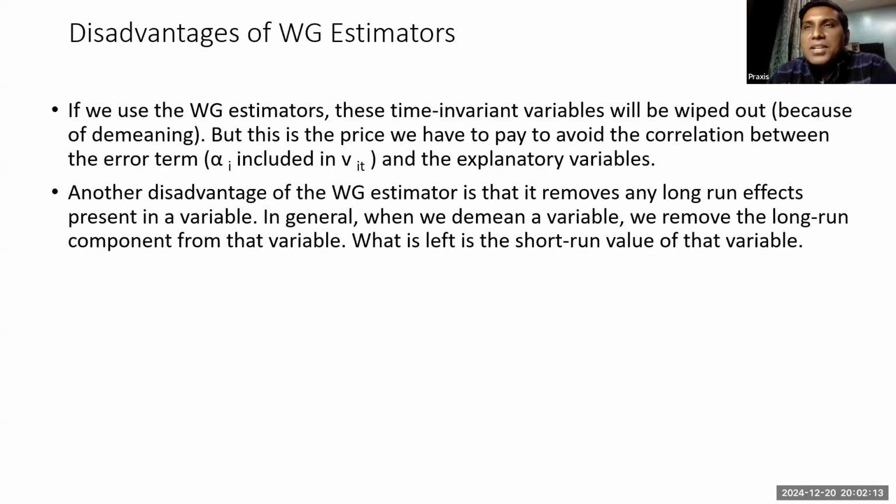Different types of companies, say public sector company, private sector company. These are also categorical variables which can have impact on the dependent variable. But if they are time invariant, and if you run this fixed effect within group model, they will be removed from the model, right? So this is the price that you have to pay to avoid the correlation between error term and the explanatory variables. Then what is the way out? Can we do something about it?